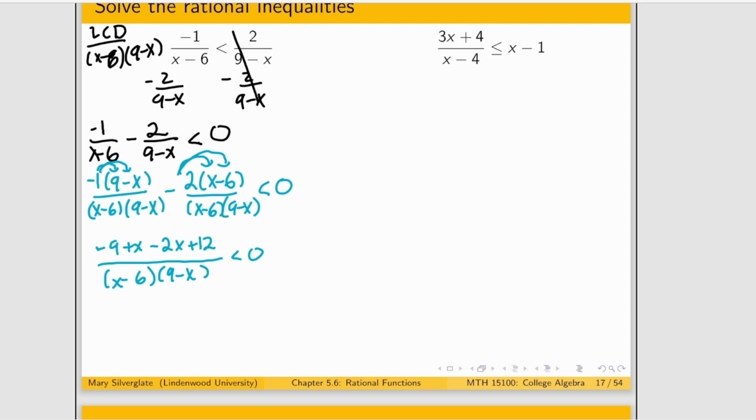Then we combine like terms in our numerator. So we've got x and negative 2x combined to make negative x. Negative 9 and 12 combined to make positive 3. All over x minus 6 times 9 minus x, less than 0.